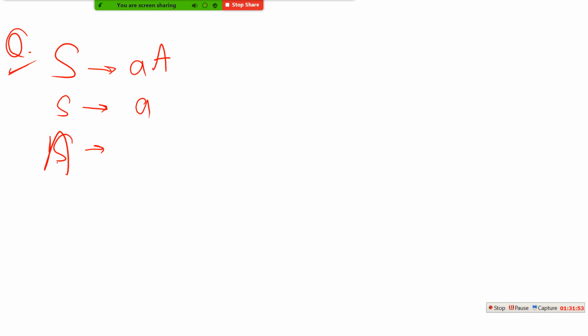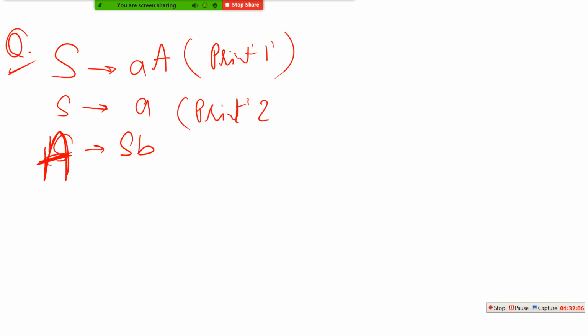Now the next question in front of you is one asked in the bark exam. The grammar is S derives AA, S derives A, and S derives SB, and in the semantic rules it will print 1, it will print 2, it will print 3. My input string is AAB.